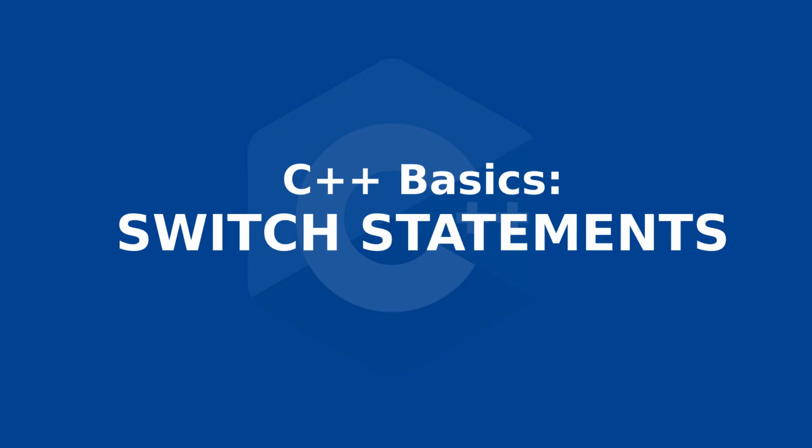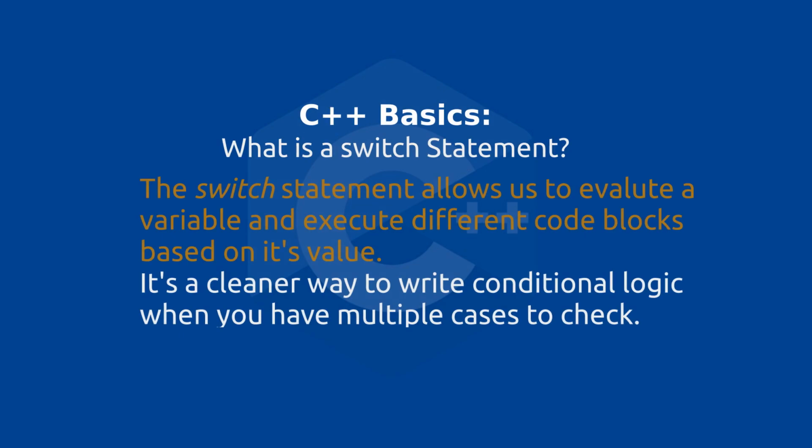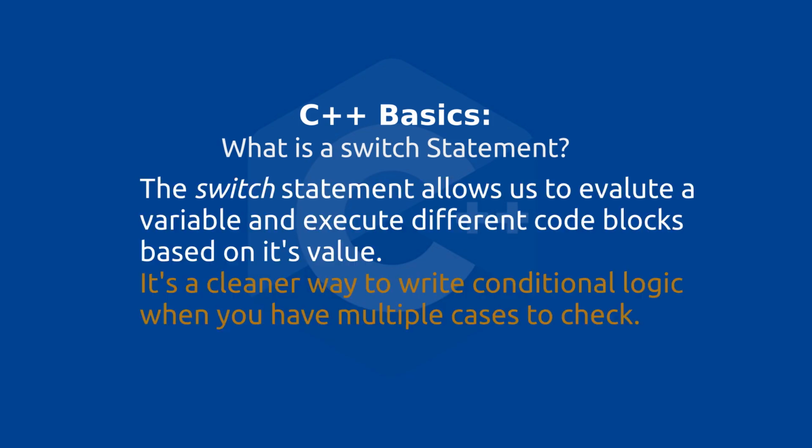In today's video, we'll be exploring the switch statements in C++. This control structure is really useful when you want to check a variable against multiple values without having to write tons of if-else statements. So let's dive in. The switch statement allows us to evaluate a variable and execute different code blocks based on its value. It's a cleaner way to write conditional logic when you have multiple cases to check.